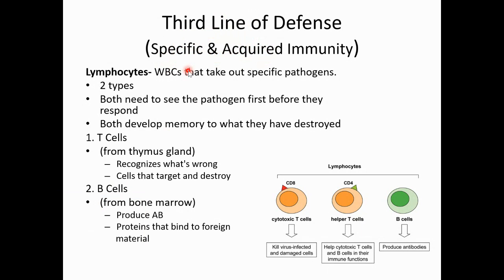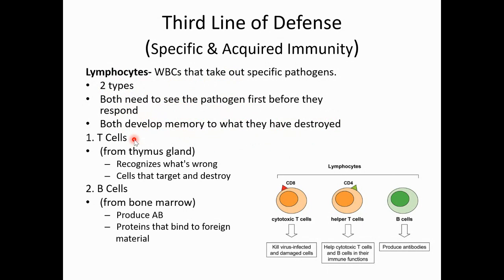So they're specific and they can only recognize one single antigen. Lymphocytes are a form of white blood cells that take out specific pathogens. Like I said, they can only recognize a single antigen. And then the lymphocytes have a memory. Both need to see the pathogen first before they respond. Both develop memories to what they have destroyed. So if it invades the body again, they remember and have the antibody for it.